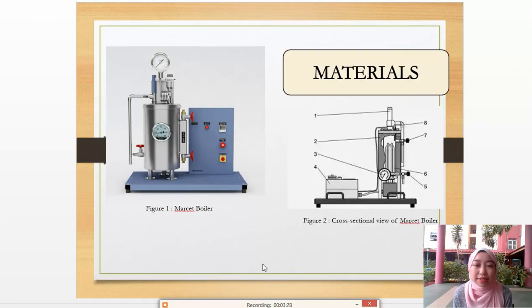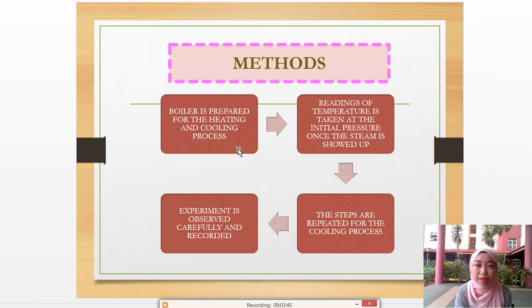The material that we use is a Marset boiler. This is the image of the Marset boiler, and next to it is the cross-sectional view of the Marset boiler. And then I'm going to explain about the methods.